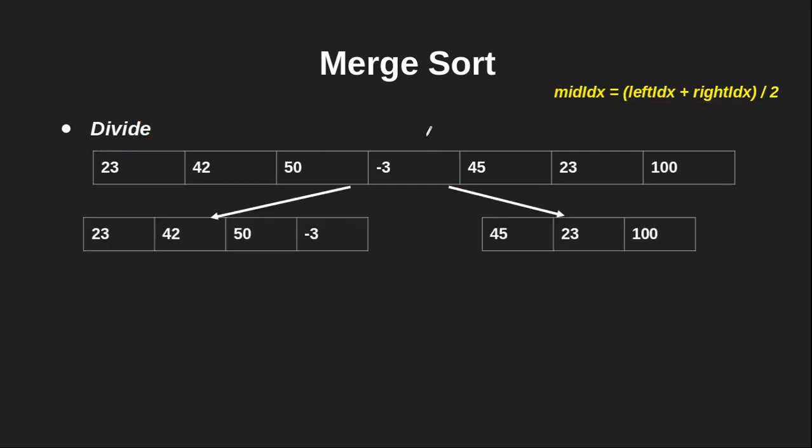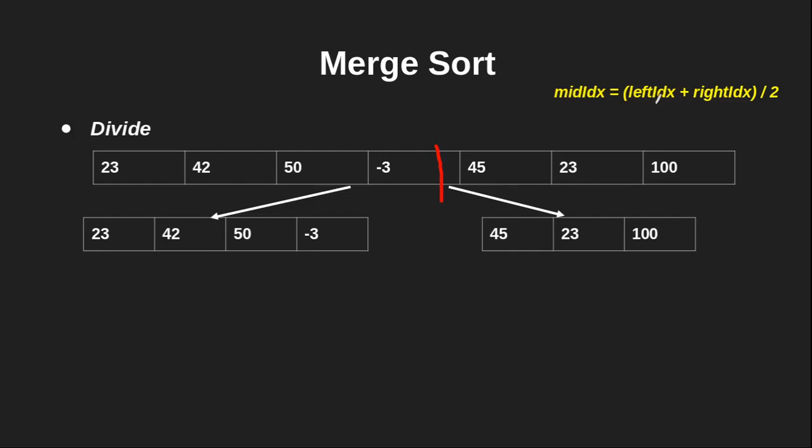Here, as we can see, if we divide it into 2 by using this, we will have 23, 42, 50, negative 3, and the rest in the next array. But keep in mind that when we get to the coding, we will not physically divide them. We will still be using the same original array, but instead we will play with the indexes in order to imitate the division of the arrays. So this is my first division into 2.